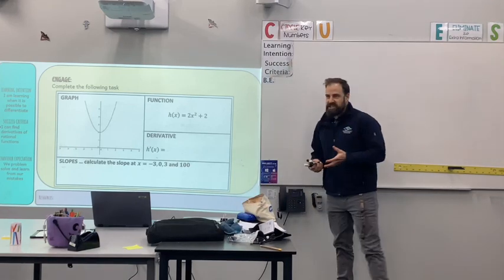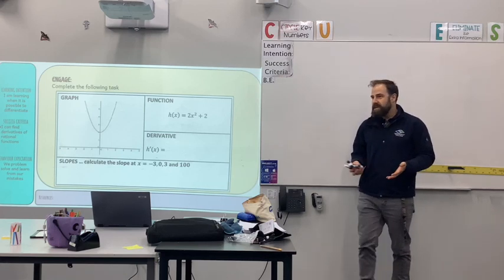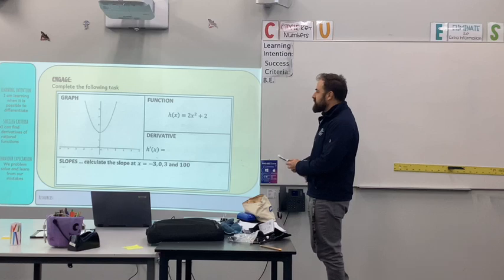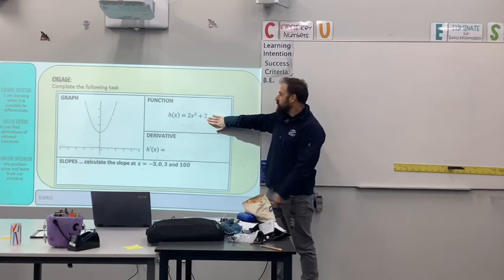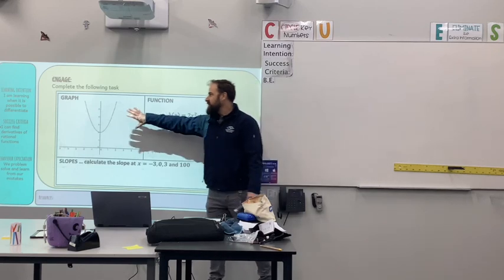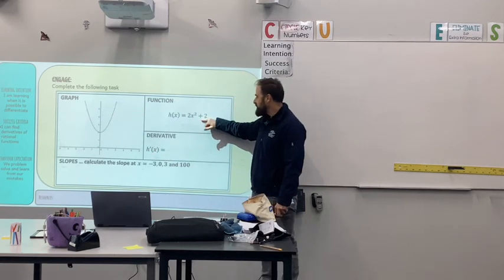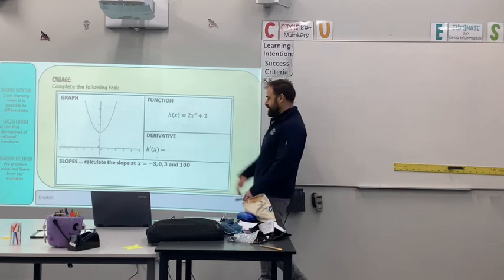Why have we differentiated? We've focused on differentiating so far just to find the gradient as a means of calculating the gradient. So that's what this question is about. If my rule is 2x squared plus 2, we've called it h of x. This is what the graph looks like. We should know that that's a parabola that's been translated 2 units up.